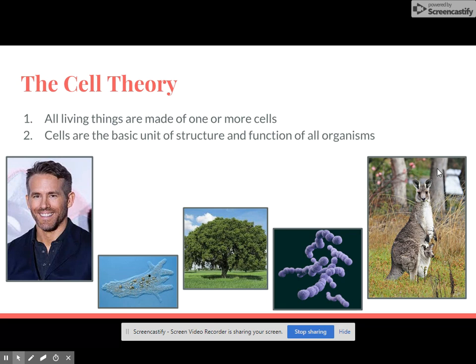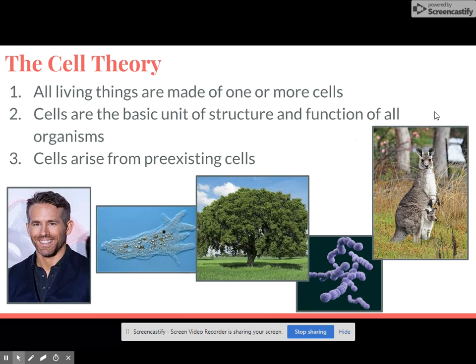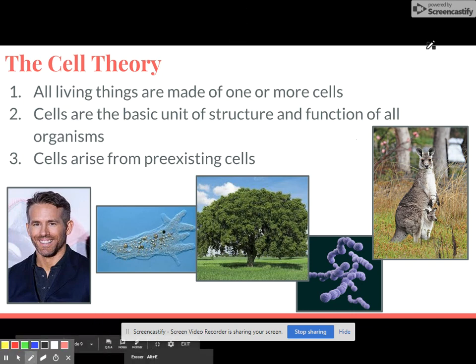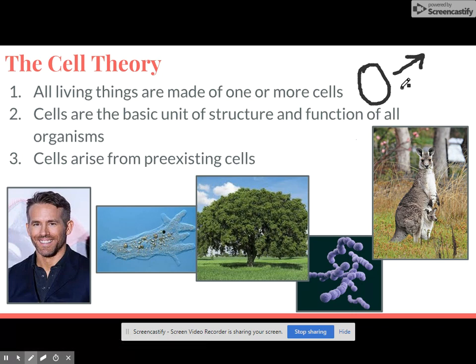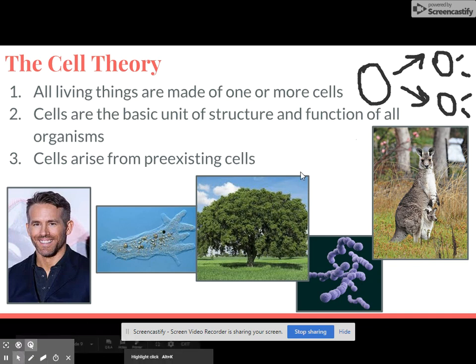Cells are the basic unit of structure and function of all organisms is number 2 of the cell theory. And number 3 is that cells arise from pre-existing cells. That means that I have to have one cell, and if I need more of that cell, let's say it's a skin cell, it needs to divide to make 2 cells. And then those 2 cells need to divide to make more cells. So cells have to come from pre-existing cells. They can't just come out of thin air.